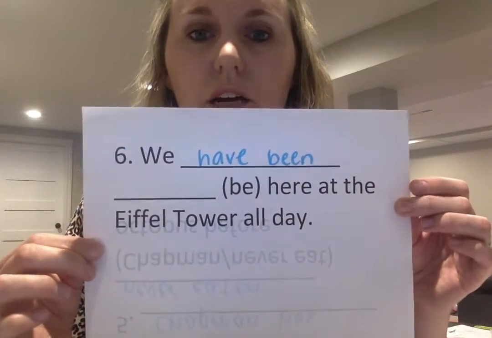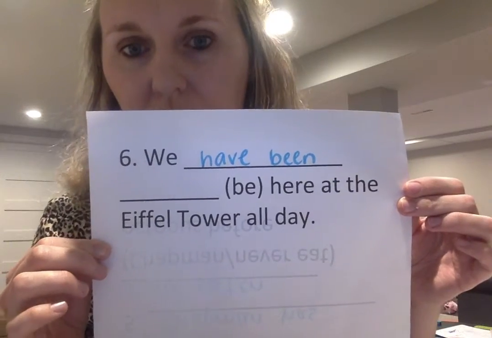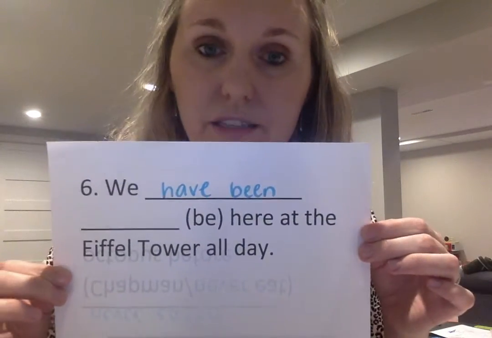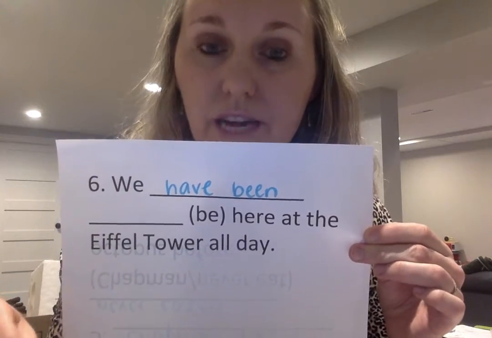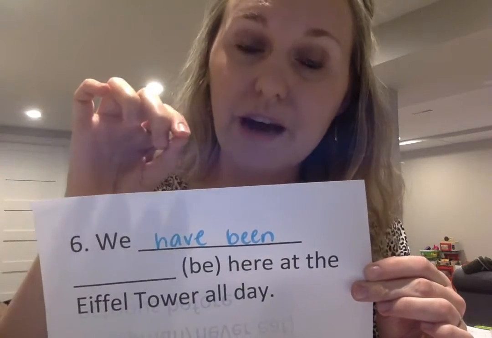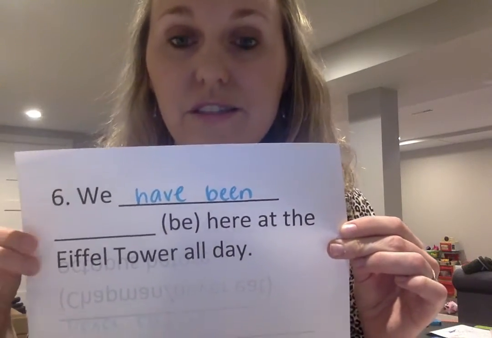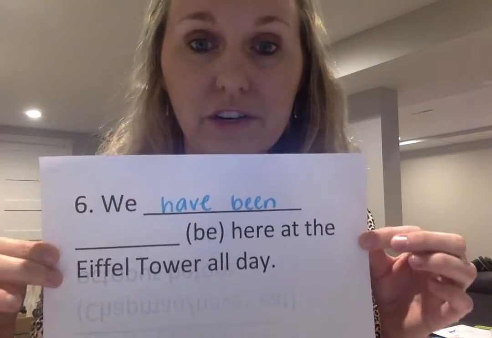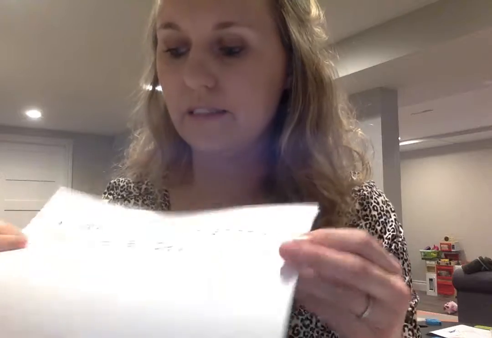Number 6. We be here at the Eiffel Tower all day. Now, how would we conjugate this one? Are we using the simple past or are we using the present perfect? Okay, great. Excellent. Good job, Charlotte. We have been here at the Eiffel Tower all day. It indicates that they're still there and they have been there all day. So they haven't left yet. It started in the past and it's continuing to the present. So that's how we know we need to use the present perfect for this particular example. Excellent.